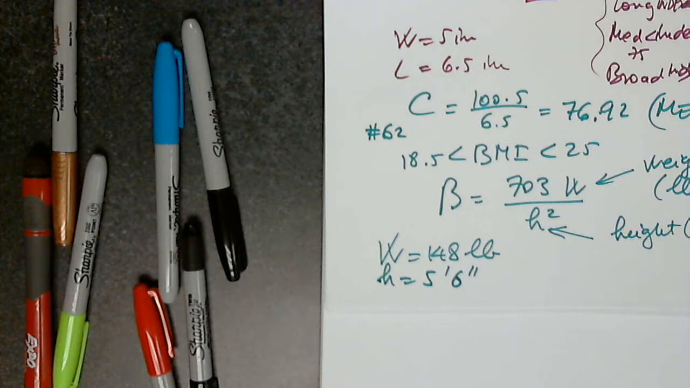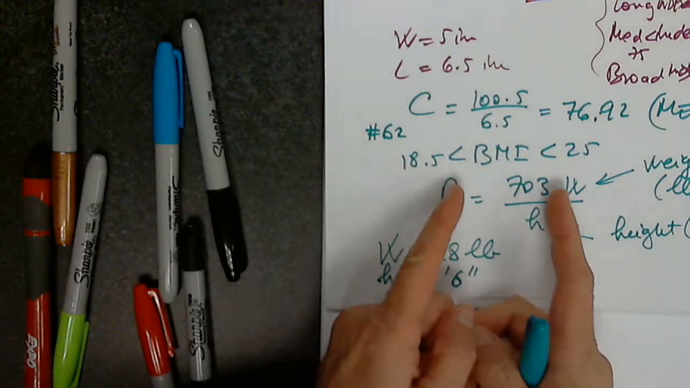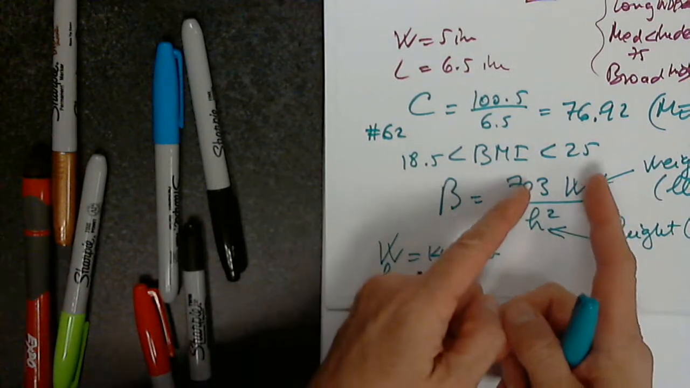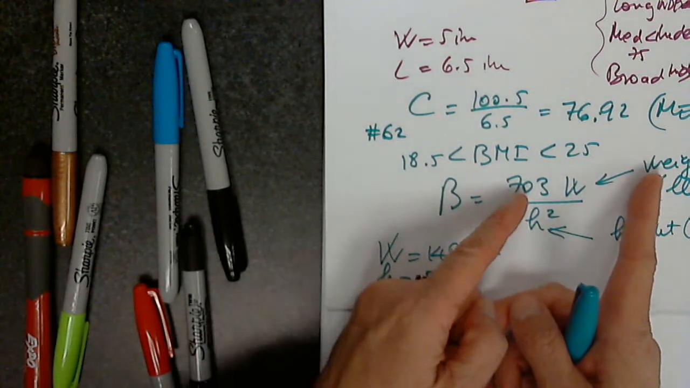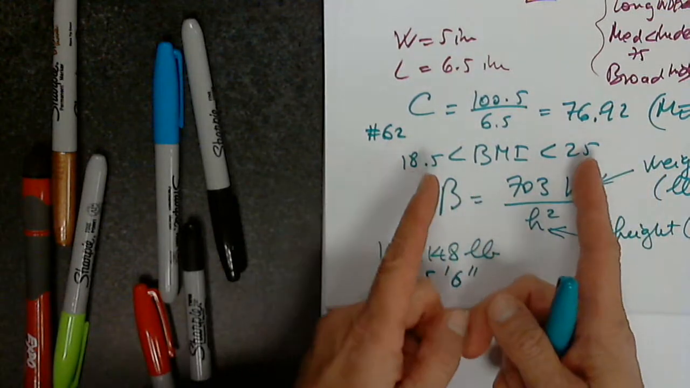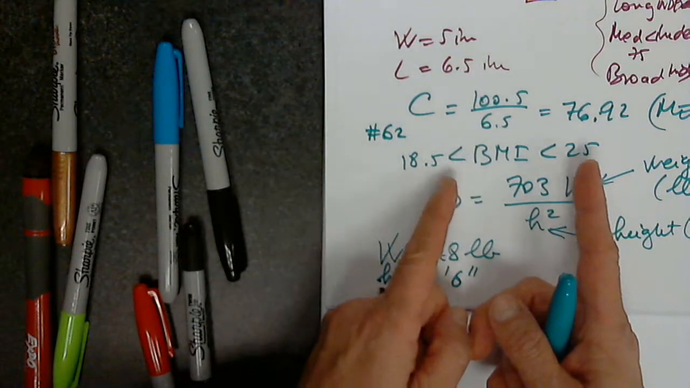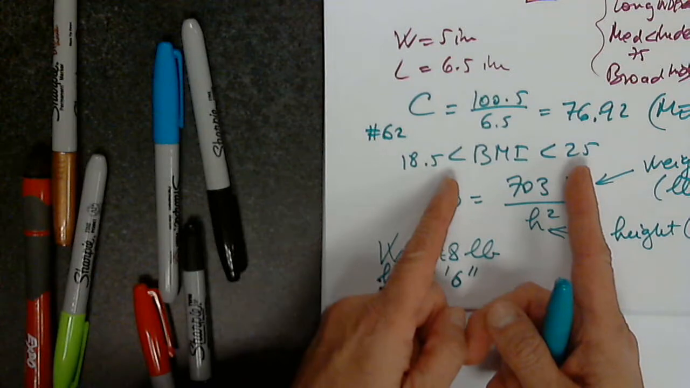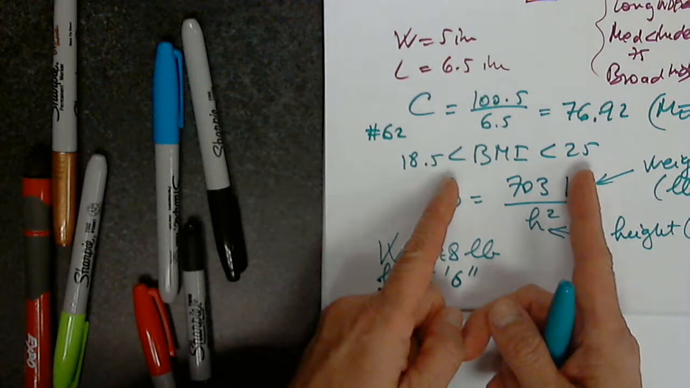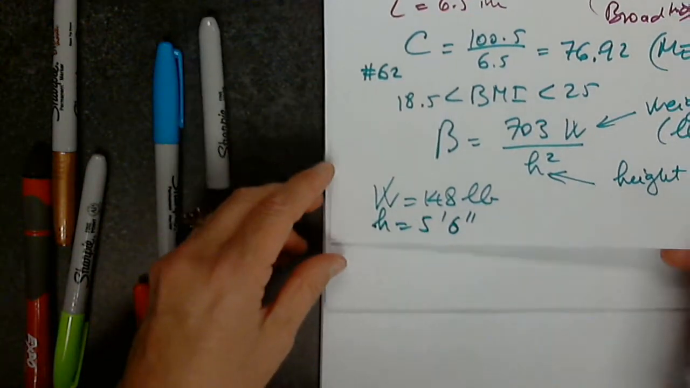And we're asked, should this person who weighs 148 pounds and is 5 feet and 6 inches tall lose weight? In other words, if the body mass index is above 25, the person should lose weight. If it's between 18.5 and 25, the person should not lose weight. So what is the first thing I need to do?